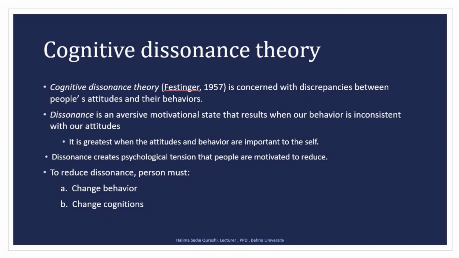Next, let's move towards the cognitive dissonance theory. It was introduced by Festinger in 1957, and it is concerned with discrepancies. Now we are going to talk about the discrepancy in the attitudes and the behavior of the person and the thoughts as well. Cognitive dissonance is a discrepancy itself, and cognitions are the thoughts, thinking patterns and all those things.